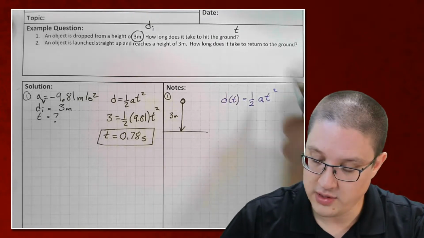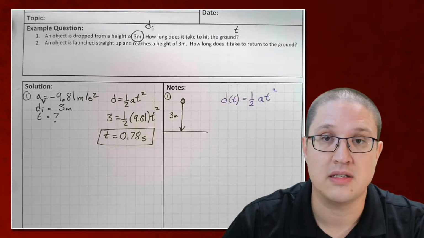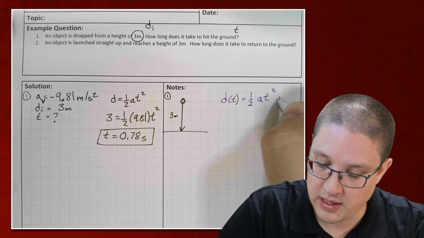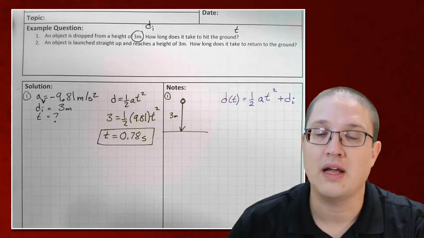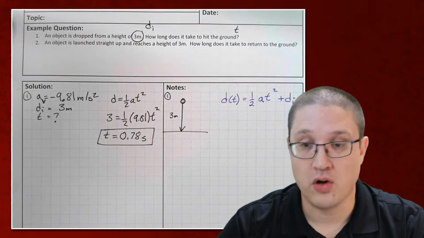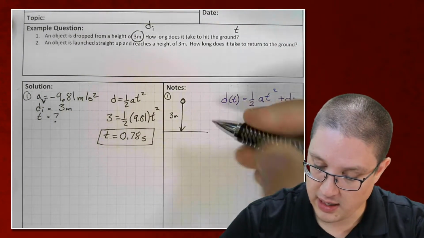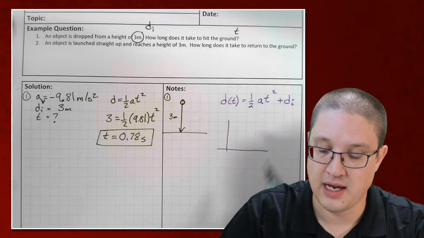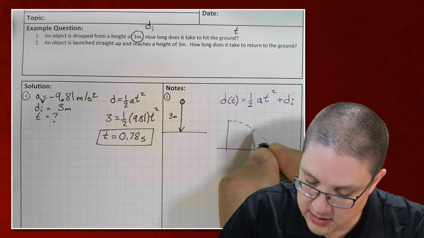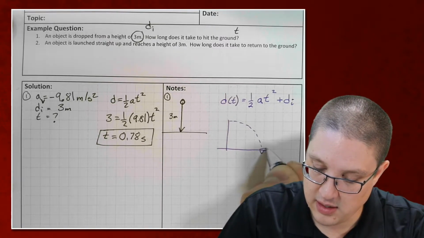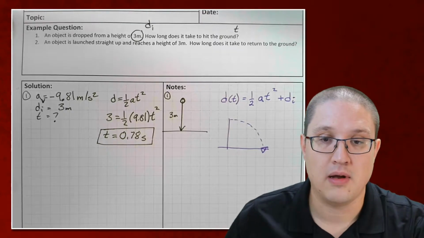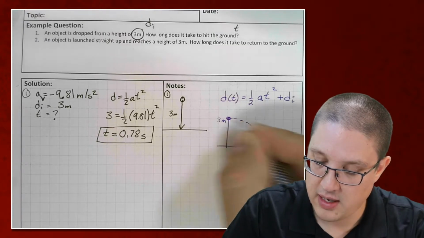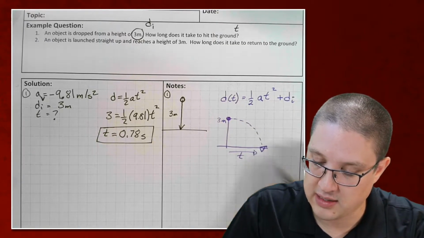However, I can also expand this to make this more interesting. So 1/2 AT squared, I need to include my initial distance in here. I'm going to go like that. So what I've got is I end up making a projectile motion parabola, because that's negative 9.81, and it looks something like this. It looks like a half of an inverted parabola. The peak here is at 3 meters, and this is time along this axis here.